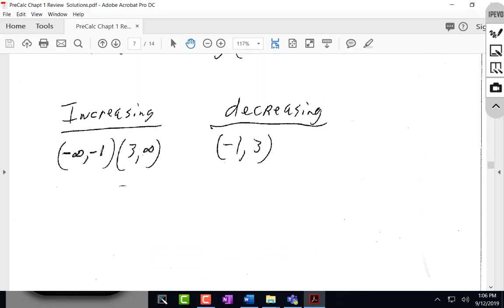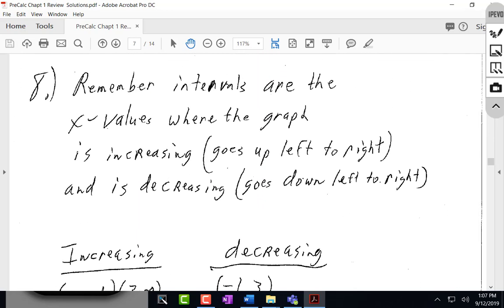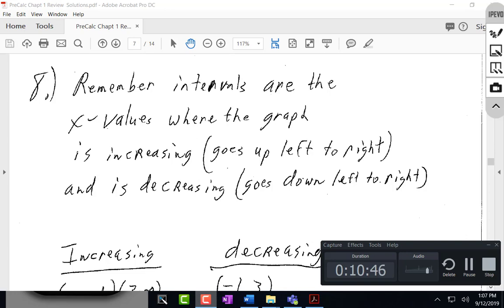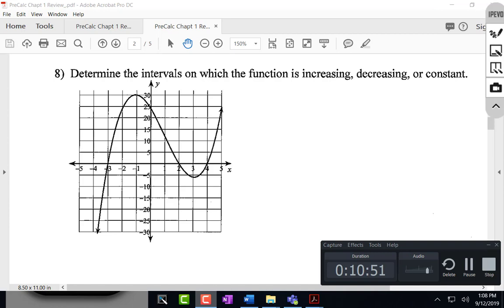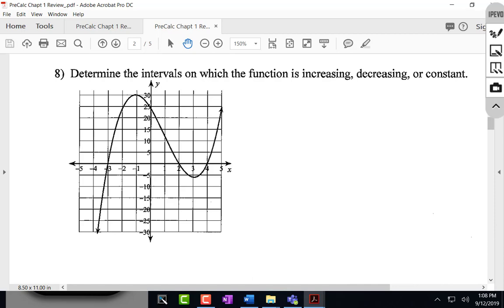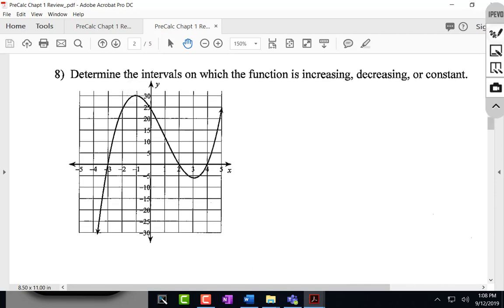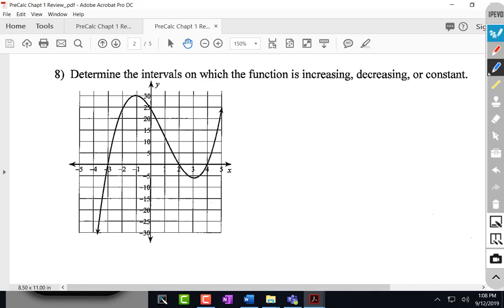Let me bring up the graph and take a look at it. Taking a look at this graph right here, you're going to notice the x values. I'll turn on my writer here. Notice the x values start right here, and they go up all the way until I get to right there. Then they start going down to right there, and then they're going up again.